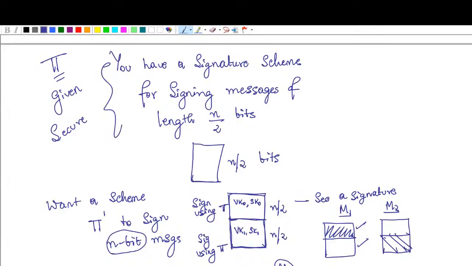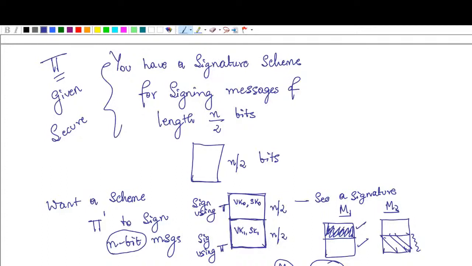That means he has seen my signature on the first half of M1, which he can put here as the first half of M3, and he has seen me signing this entire M2. That means he knows my signature on the second part of M2, which he can copy here, and then he can produce this document M3 on my behalf and show everyone that I have signed it, which I have not signed, and this is clearly a breach of security.